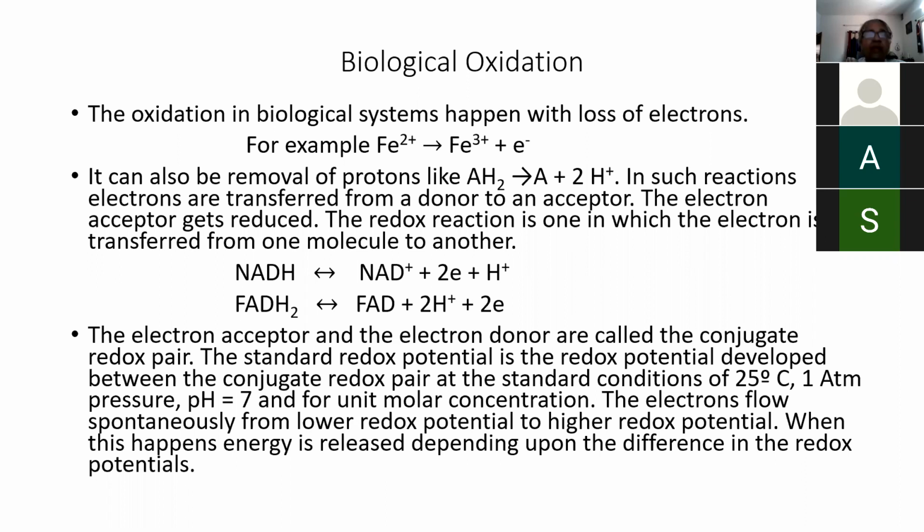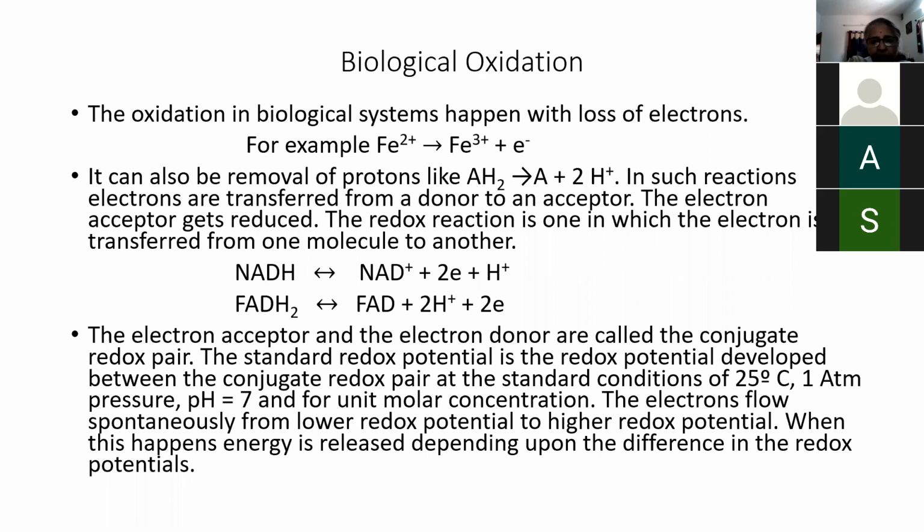So let us continue with biological oxidation. Like I was telling you yesterday, biological oxidation takes place as the loss of electrons or the loss of protons. Removal of protons can happen from molecules like NADH and FADH2, and therefore there can be biological oxidation. So simply I can say it is an electron acceptor and electron donor redox reaction that is going to happen, generating the conjugate redox pair.